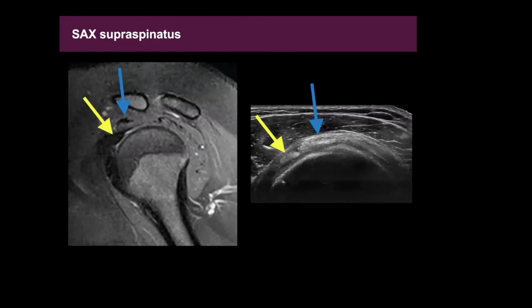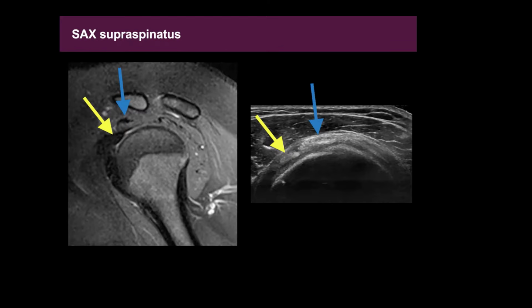So do the images that we're showing you actually correlate with MRI? Well, they do. This is a short axis MRI image of the supraspinatus on the left-hand side of the image and the correlatory MSK ultrasound on the right-hand side of the image. On the left-hand side, you can see the yellow arrow pointing to the long head biceps tendon in short axis within the rotator interval, and the blue arrow pointing to the short axis image of the supraspinatus tendon.